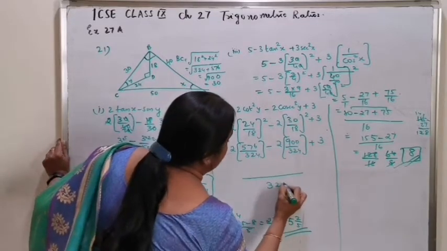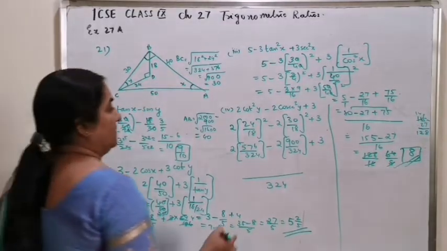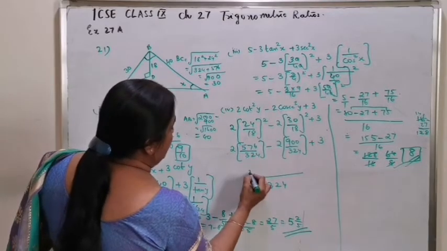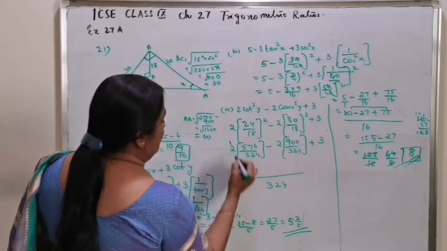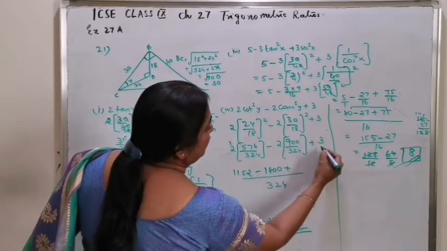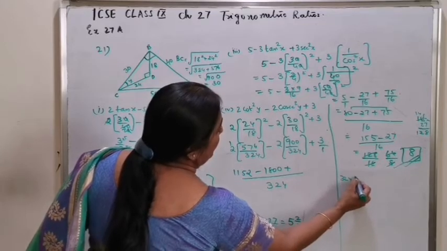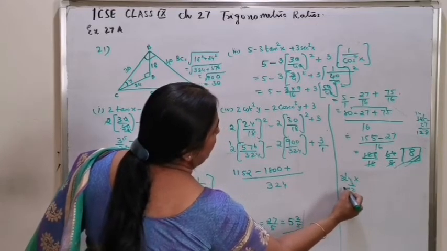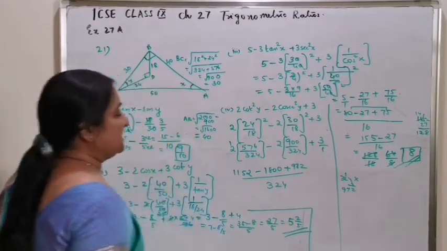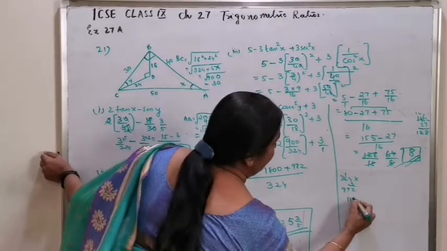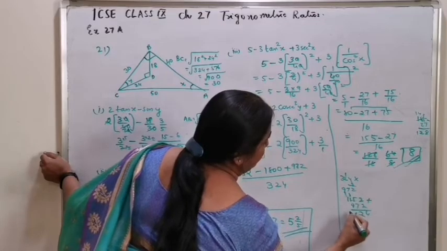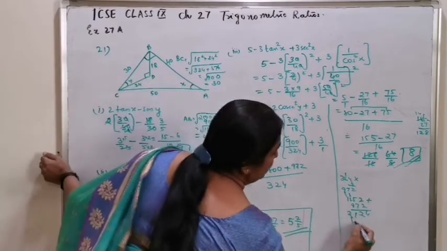The common LCM is 324, or you can reduce, no problem. 2 into 576 is 1152, minus 2 into 900 is 1800, plus 3 into 324, which is 972. Which is the same as 1152 plus 972 minus 1800.